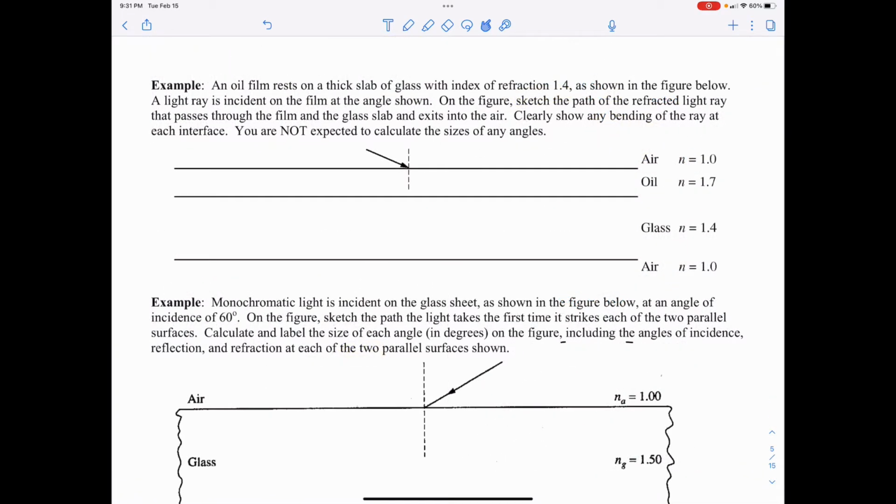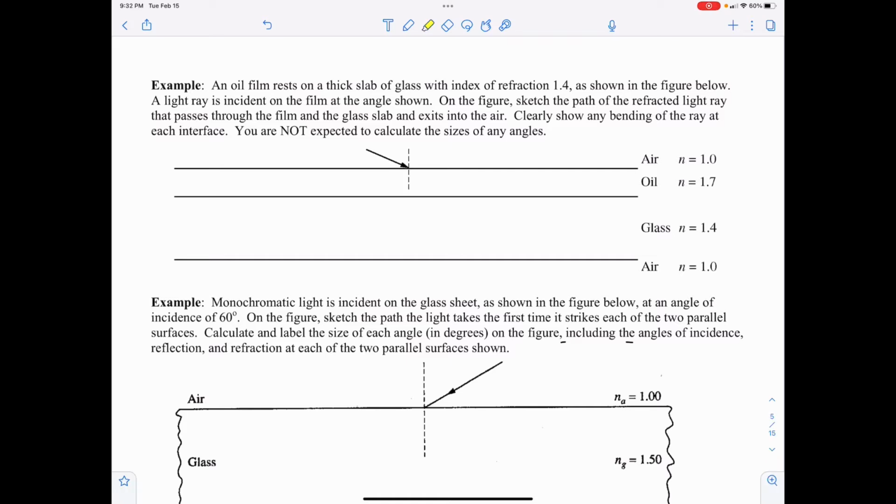Example. An oil film rests on a thick slab of glass with an index of refraction of 1.4, as shown in the figure below. A light ray is incident on the film at the angle shown. On the figure, sketch the path of the refracted ray that passes through the film and the glass slab and exits into air. Clearly show any bending of the ray at each interface. You are not expected to calculate the size of any angles.